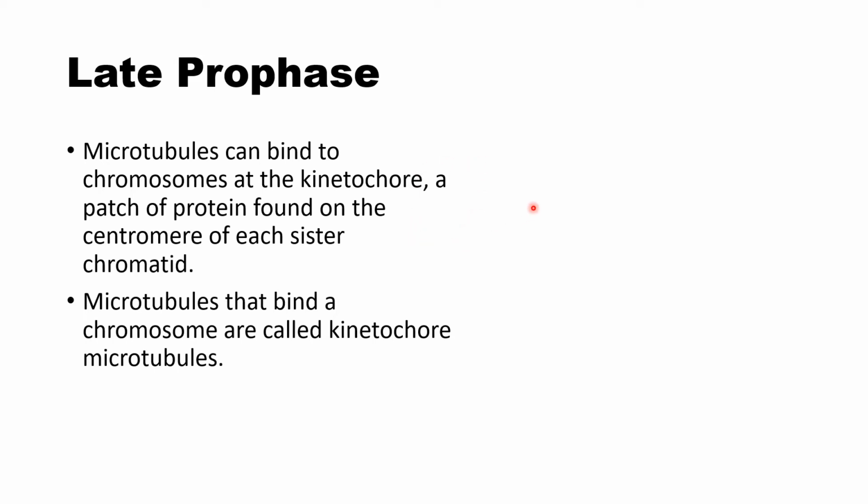So, yung microtubules ngayon, parang magbabind doon sa centromere, specifically doon sa kinetochore na tinatawag, which is a patch of protein that is found on the centromere. So, basically, the microtubules will bind with the centromere that is located on the sister chromatids, doon sa parang gitna ng dalawang chromatids. Now, the microtubules that bind a chromosome are called kinetochore microtubules. So, kung nag-bind na yung mga microtubules, it will become kinetochore microtubules na tinatawag.